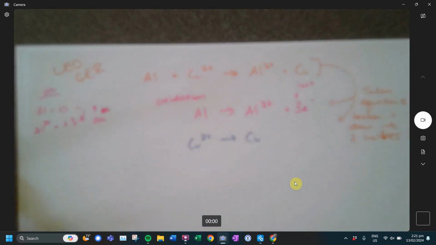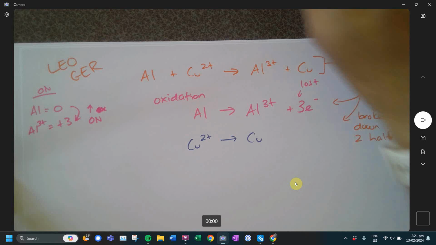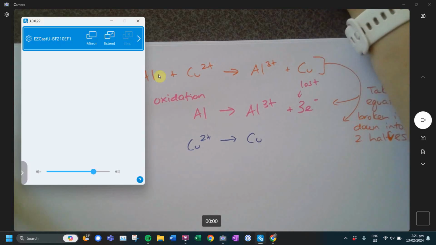Making sure it focuses. Is everyone okay with that? It keeps dropping out, doesn't it? This is what happens with technology.